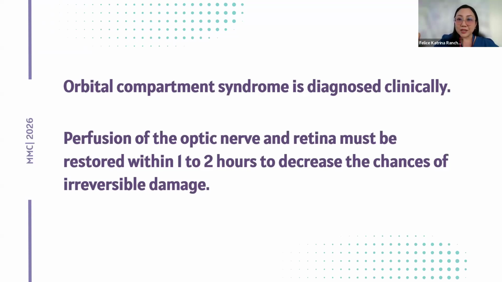So once you see a patient with proptosis, chemosis, and then there's high IOP and some form of loss of function, then we err on the side of caution because we are working against the clock. Perfusion of the optic nerve and the retina must be restored within 1 to 2 hours to decrease the chance of irreversible damage. And this deadline, this golden period, is even shorter when we have elderly patients.